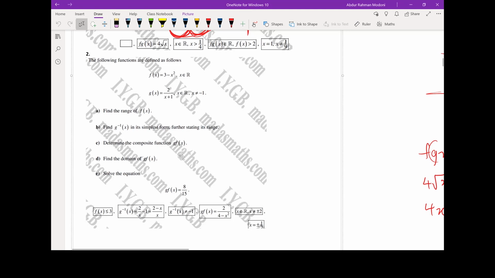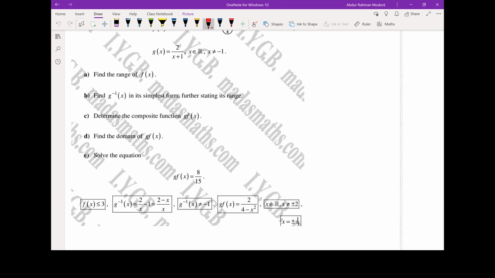And if anything, I think the bit that might prove a bit difficult is part D, which is find the domain of gf of x. Part E is just a straightforward solve question, but then you need to see if both solutions are valid by comparing them to the domain of gf of x. So part E is somewhat related to part D. So I'll just briefly highlight this bit here, the gf of x.